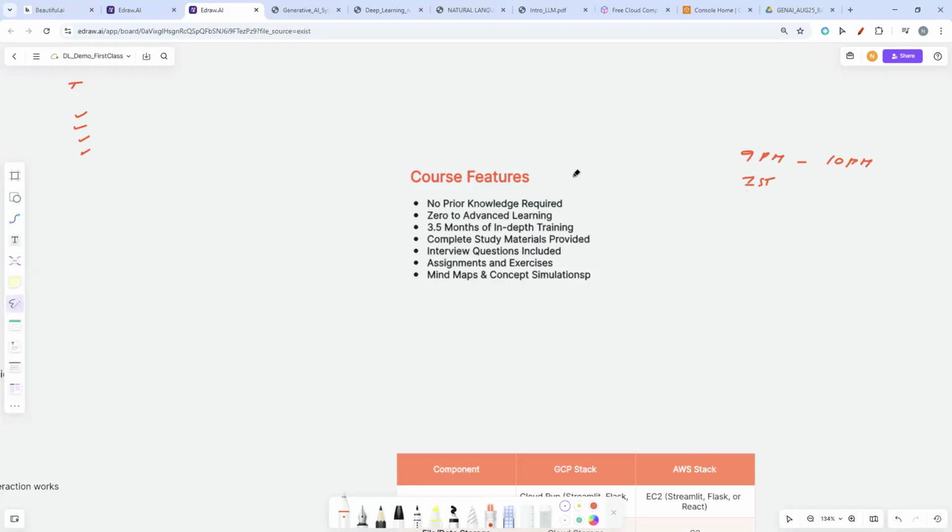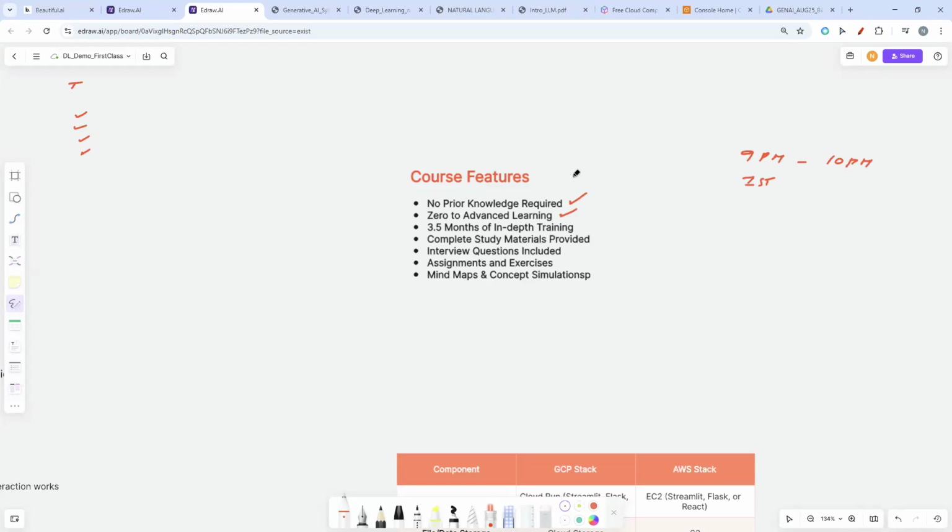Some of the concepts require continuity, so we can't break the concept there and start it again the very next day. Those times it might extend a little bit, but still we will try to keep this strict 1 hour, and we will update you on that beforehand. Course features: no prior knowledge is required, and we are going to cover everything from zero till the job interview knowledge that you'll be building up.